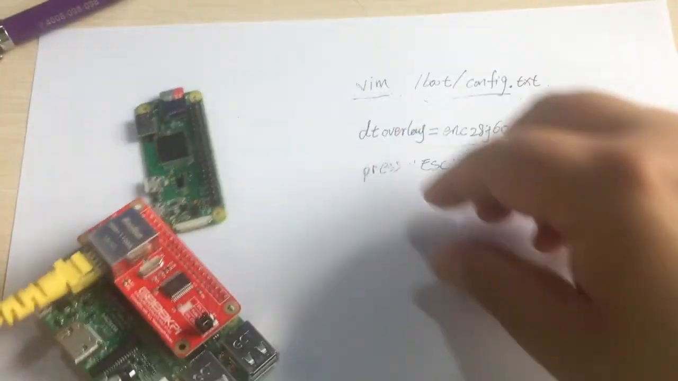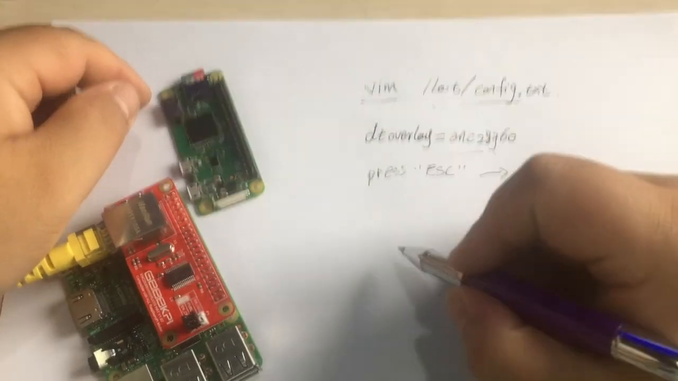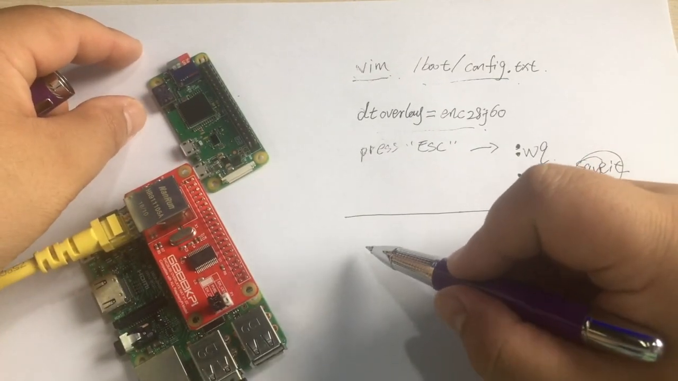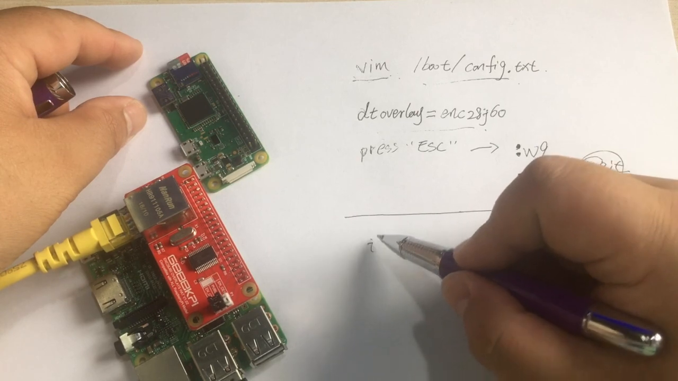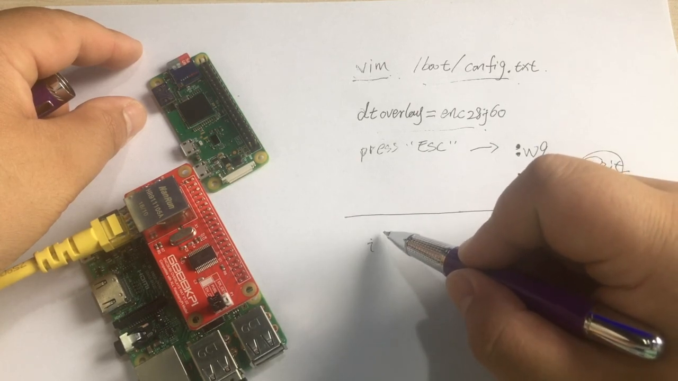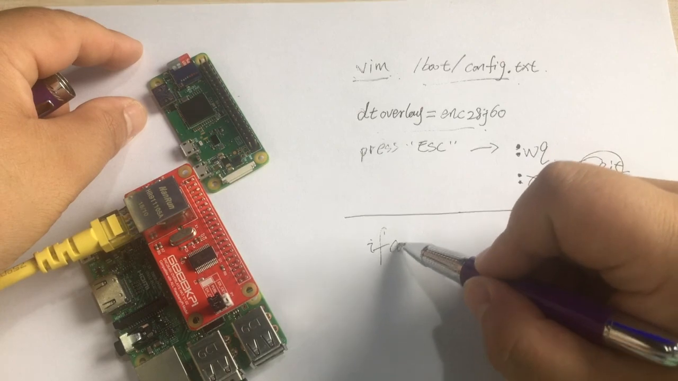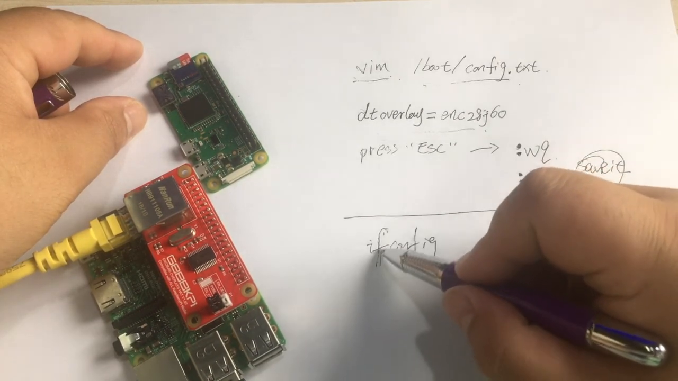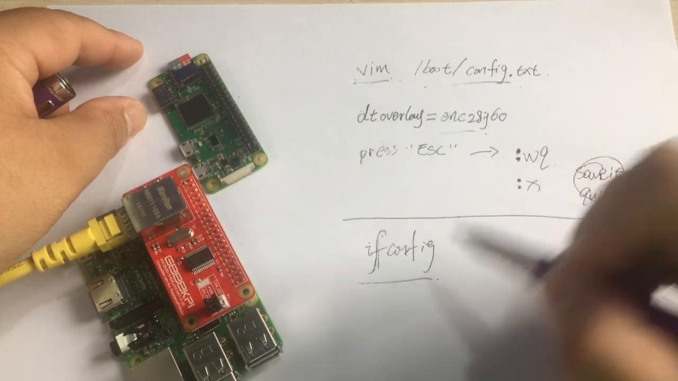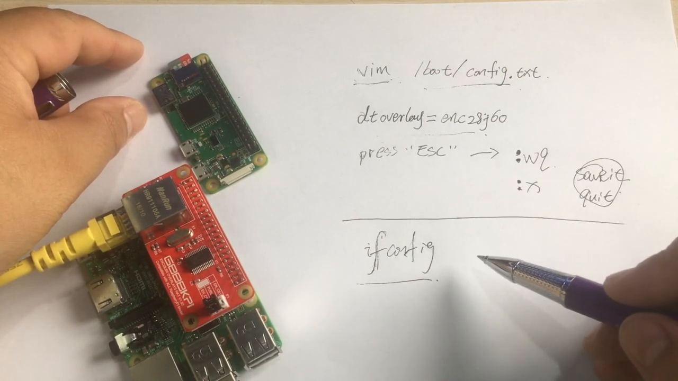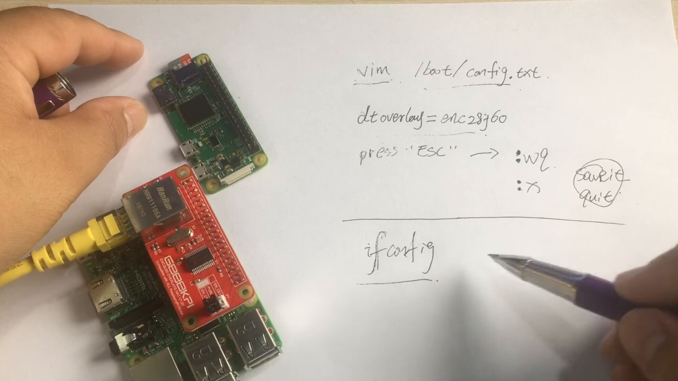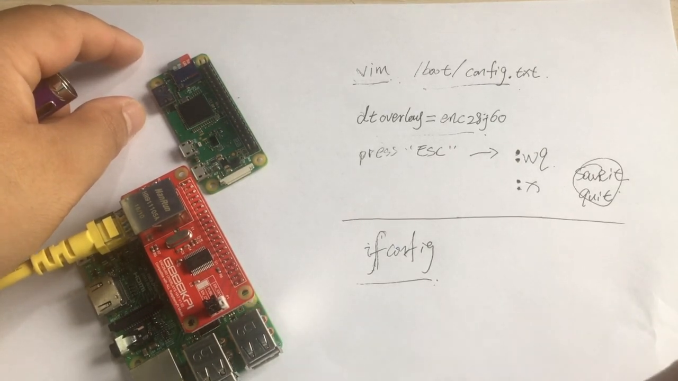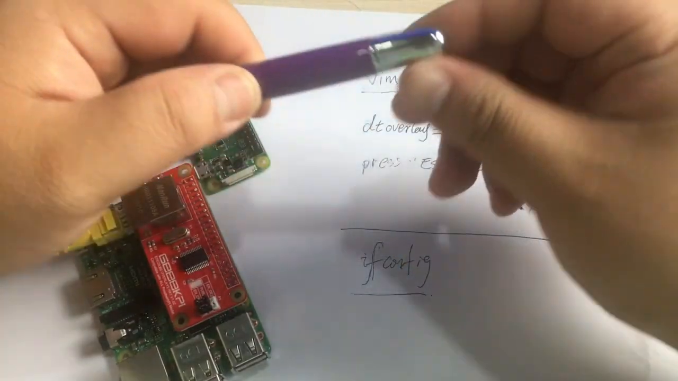You can use this command line to get the IP address information. You can open a terminal and type in the ifconfig command to get the IP address information from this module. Okay. All right.